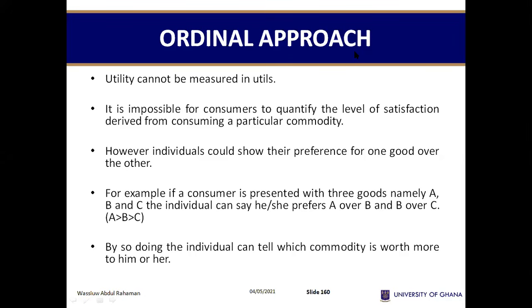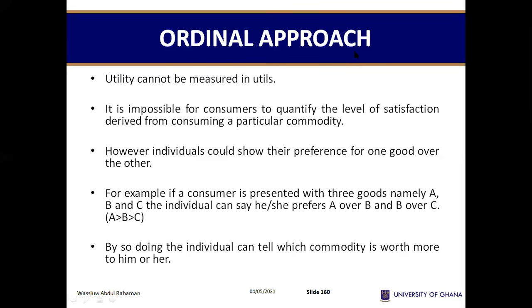Now, having said this, how does the individual reach equilibrium, as in the case of the cardinalist, if we assume that utility cannot be measured, but the individual can reveal preference for one commodity over the other commodity? How does the individual reach equilibrium?